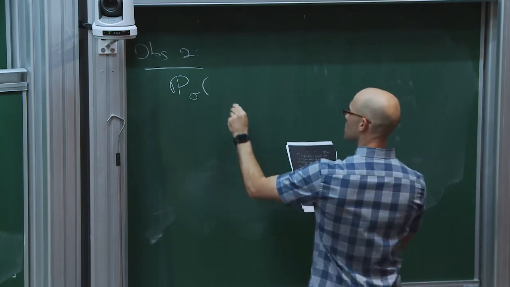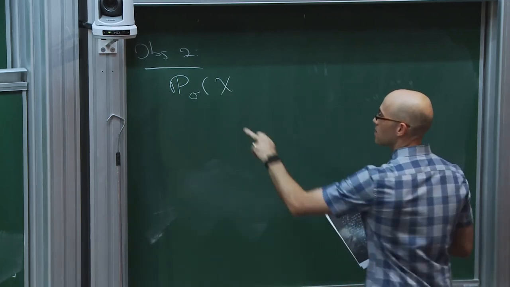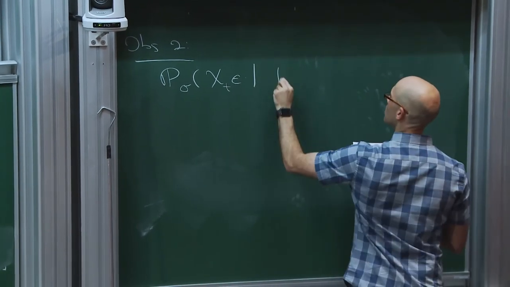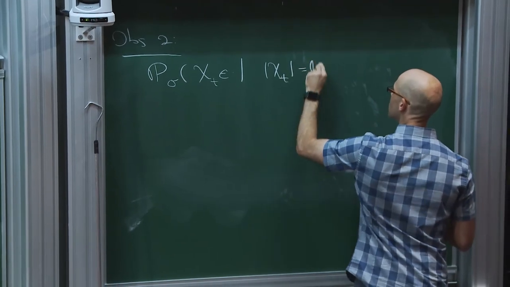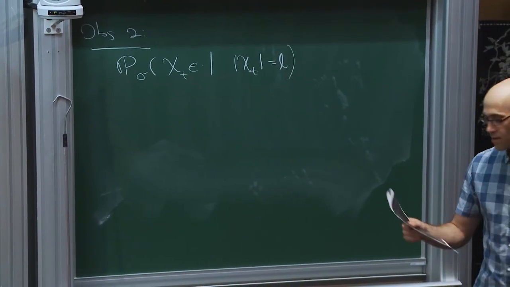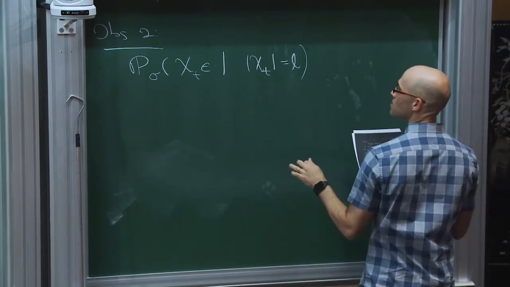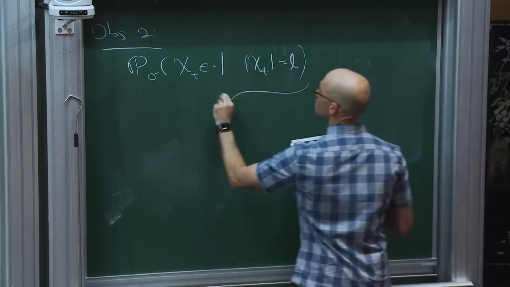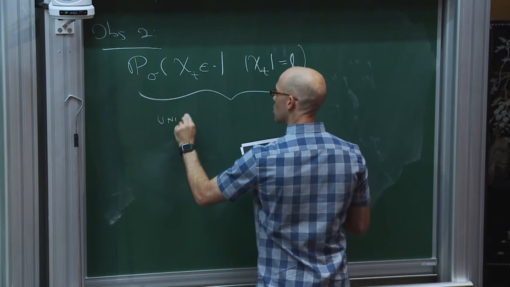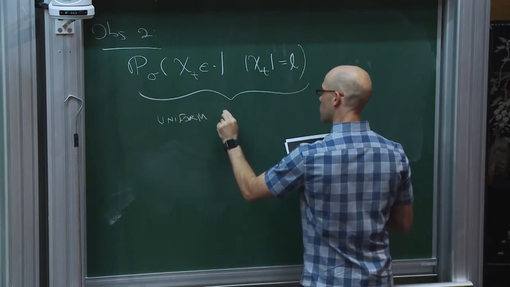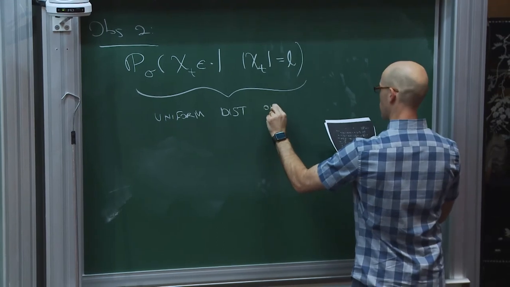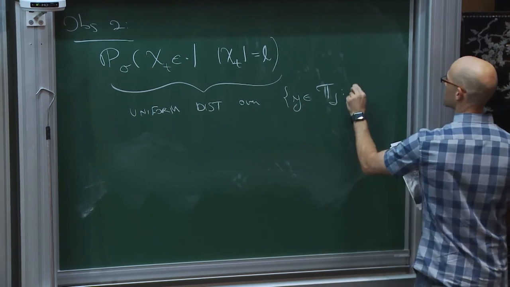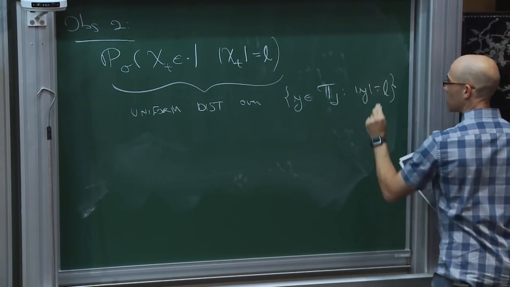Is that if you start a simple random walk on T, starting at the root, and you condition that this simple random walk at time t is at distance L, then this probability distribution is nothing more than the uniform distribution over the set of vertices whose distance is L. This is trivial.